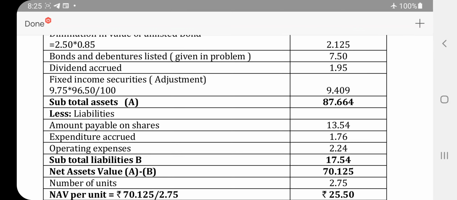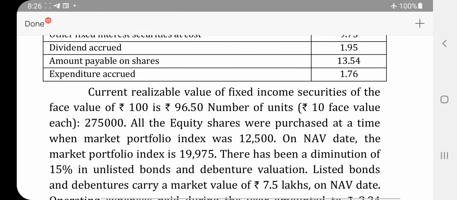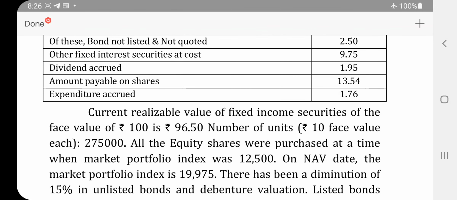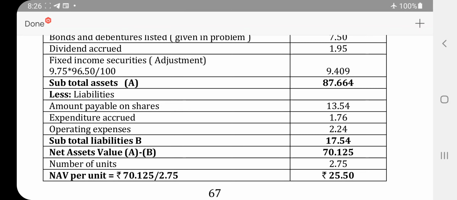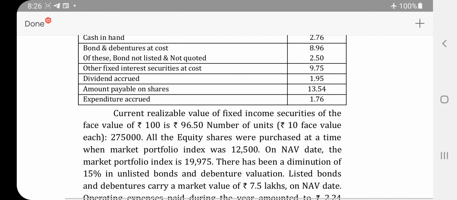And the number of units is also given in the problem, 2.75. 2.75 is the total number of units. So what we need to do is divide the NAV by the number of units, and you will get NAV per unit, that is 25.50. That is nothing but 70.125 divided by 2.75. You will get NAV per unit. So this much calculation is required if you are asked to calculate NAV per unit on the given information.